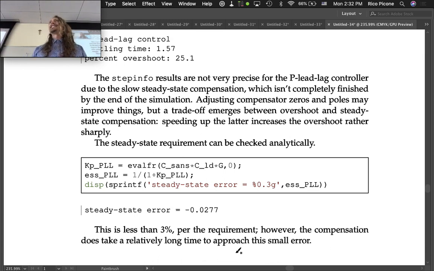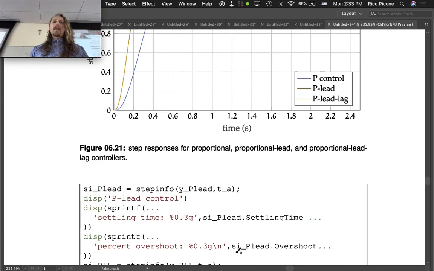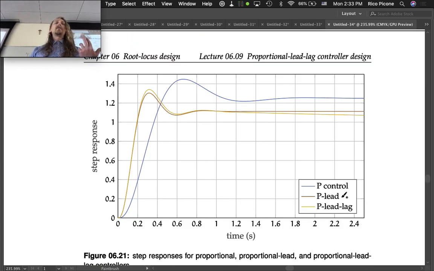So any questions on this? One important thing is that pretty much this is just doing lead and then doing lag, right? Nothing too exciting that's new here. But one thing we did have to do is recognize that the lead controller definitely affected our steady state error. It happened to improve it, right? I mean, it was an accident. We weren't trying to improve the steady state error between the proportional control and the proportional lead, but we did improve it. It went from being like 24% to being like 11%, which is better.